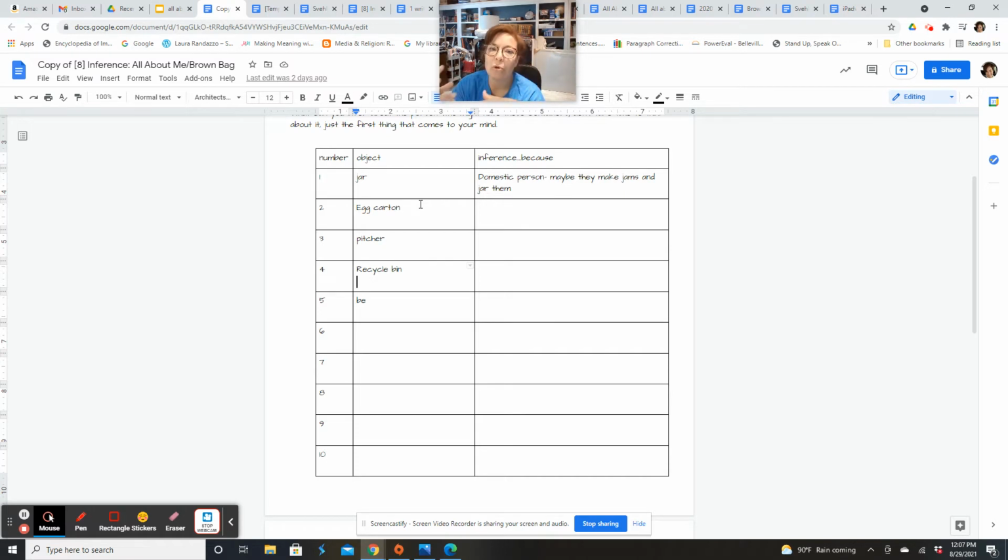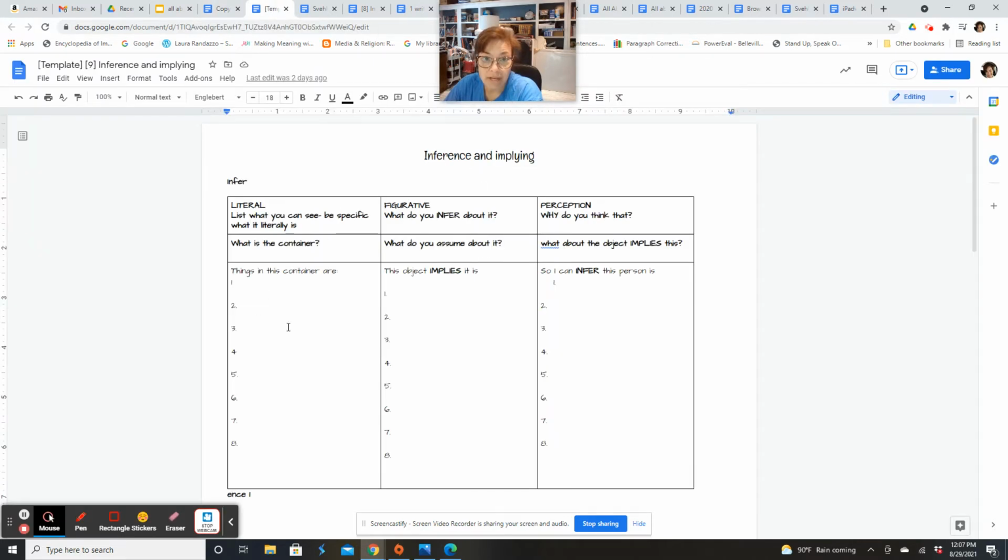But there's more to it than that. There's actually some implications depending on who's wearing it, what it looks like, etc. Okay, so the implication is all that other stuff, and then we interpret it, and our interpretation is the inference. So that's how you fill out this worksheet. Okay, so then it applies to this other worksheet here.